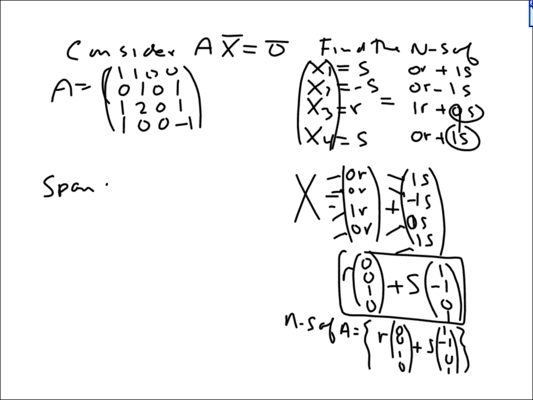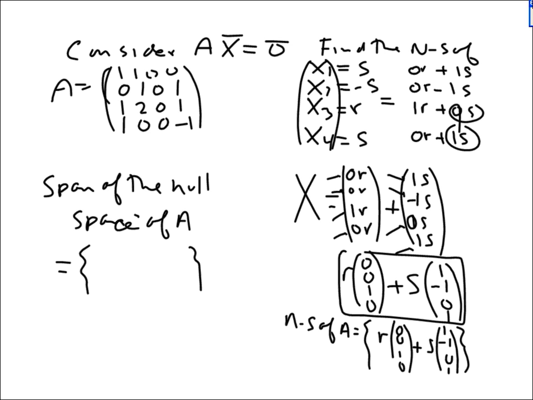The span of the null space of A is, well, the span is always the same. And again, whatever vectors I put in here, say I put in vectors v1 and v2, the span is going to be the set of linear combinations of the vectors in there.